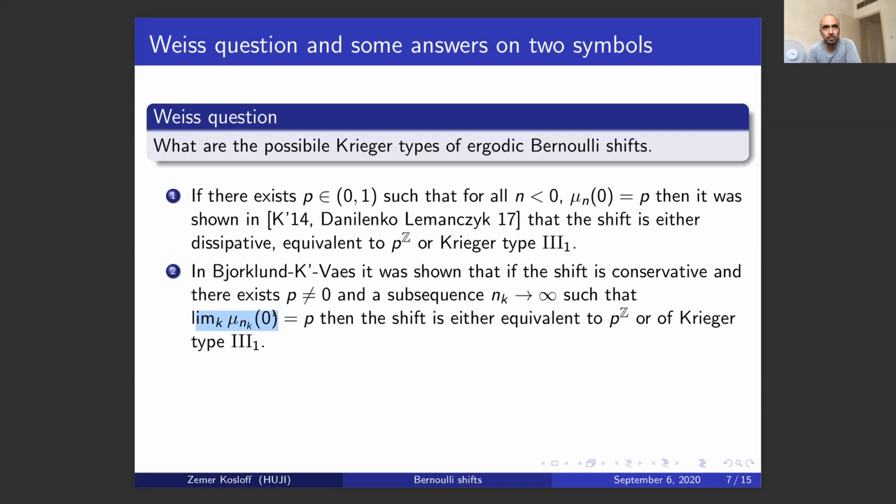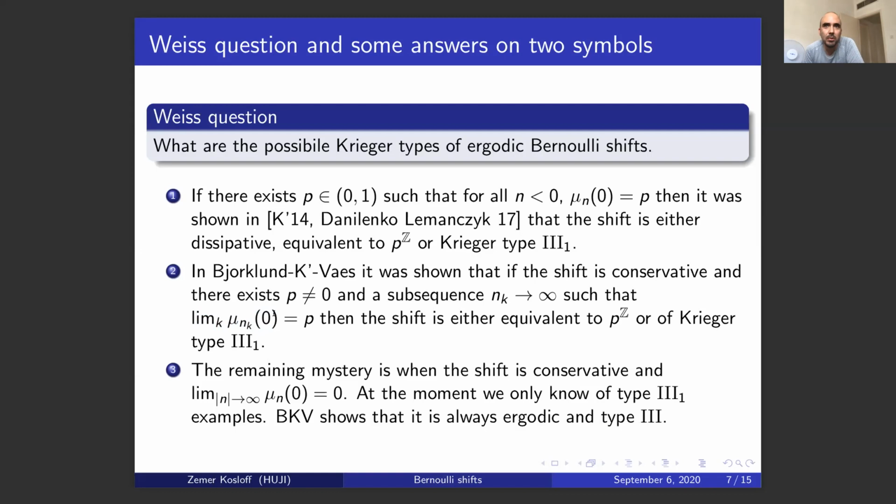The remaining mystery, when you look at Bernoulli shifts on two symbols, is the case when the shift is conservative and the limit is zero. So zero is the only limit point. And we know it's a non-empty class. We have type 3-1 examples, but we don't know if all of these measures correspond to type 3-1 shifts. But the joint work with Bjorklund and Weiss shows that it's always ergodic and type 3. It cannot be an infinite invariant measure, and it cannot have a finite absolutely continuous invariant measure.